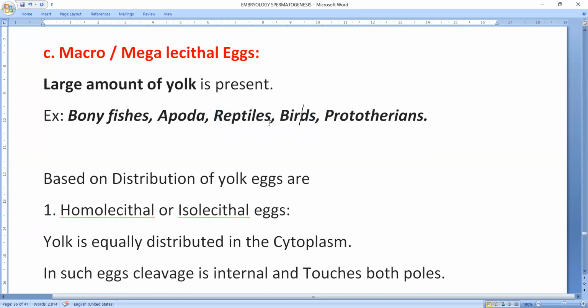Okay, so the remaining types, reptile egg and prototherian egg, are also similar. Okay, here the yolk is more, not the size. The size of the egg is not the basis. It is based on the size of the yolk.